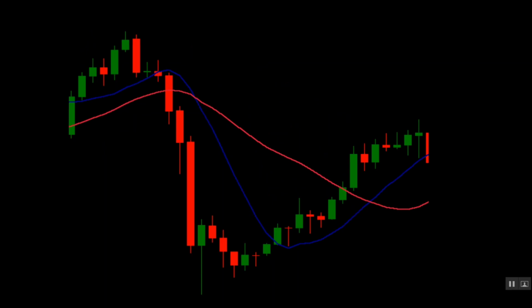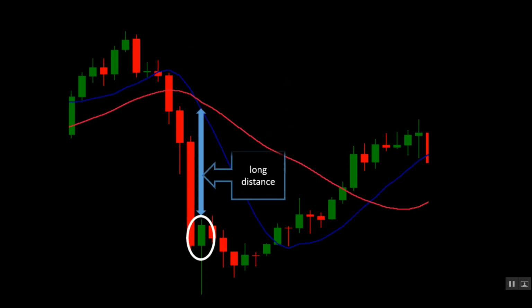The second law: avoid trading when price is too far from moving averages. Many traders focus only on moving average crossovers but ignore a crucial rule. If the price is too far away from the moving averages, a pullback or reversal is likely. So, you should never enter a trade when the price is too extended, as it might be a market top or bottom.